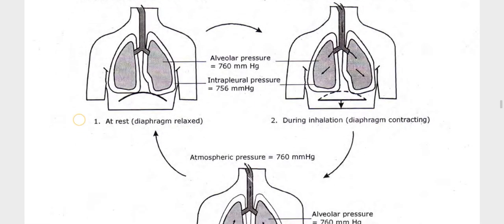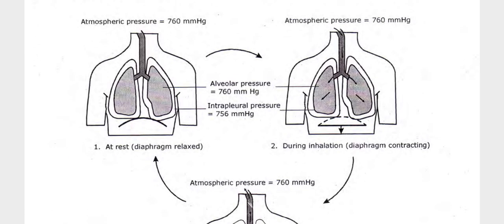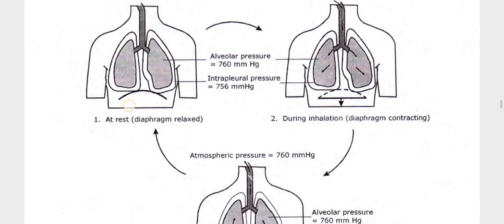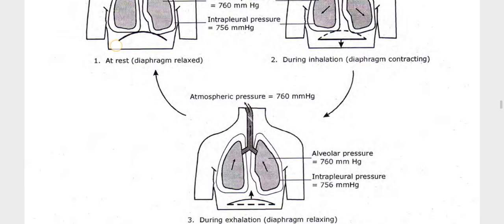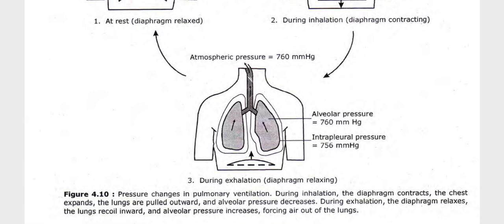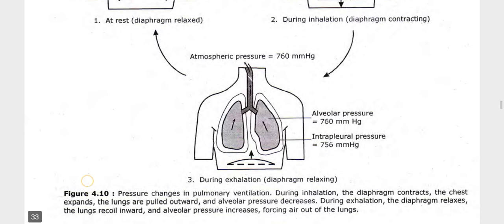So here we can see a picture which shows atmospheric pressure 760 mmHg at rest, diaphragm relaxed, alveolar pressure 760 mmHg, intrapleural pressure 756 mmHg. Then, during inhalation, diaphragm contracts, atmospheric pressure 760 mmHg, alveolar pressure 760 mmHg, intrapleural pressure 756 mmHg. During exhalation, diaphragm relaxing.